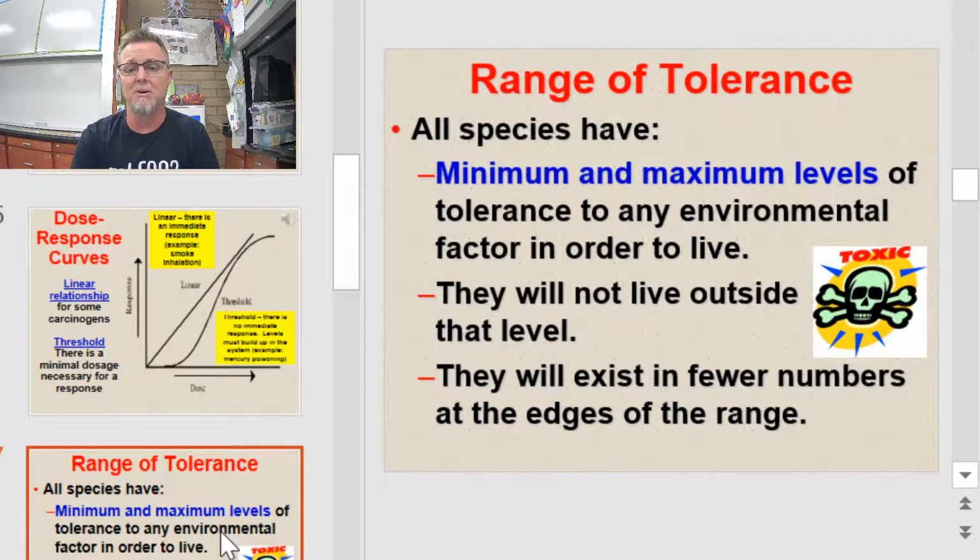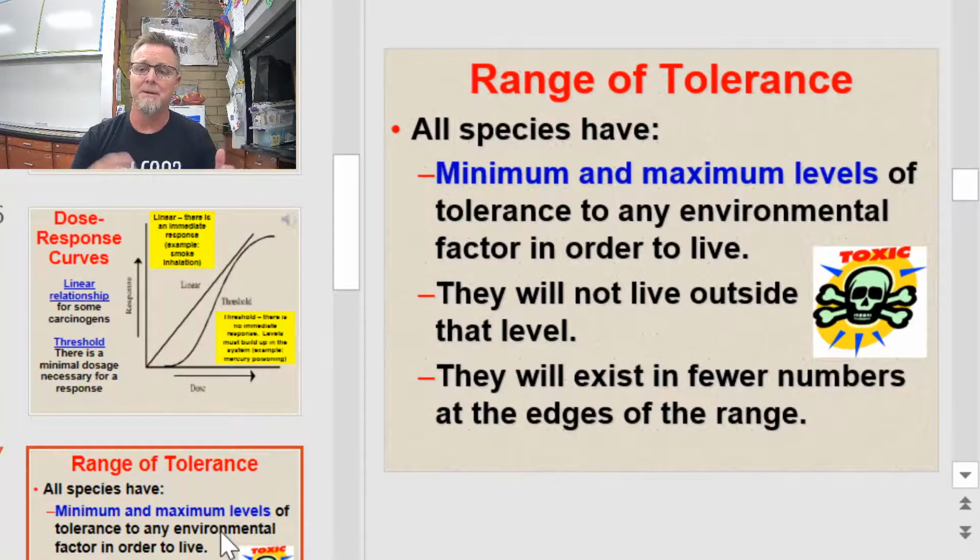Range of tolerance also has to be considered when we're talking about risk assessment. All species have minimum and maximum levels of tolerance to any environmental factor that they encounter, which is absolutely necessary for their survival. You really couldn't live outside at any stretch of the imagination for any time period unless you had some range of tolerance. I mean, you've got to tolerate heat, cold, wet, and dry, but you also have to tolerate chemicals and toxins that you might be exposed to, right?